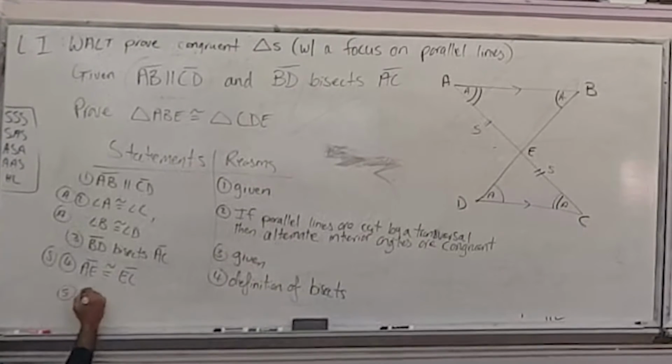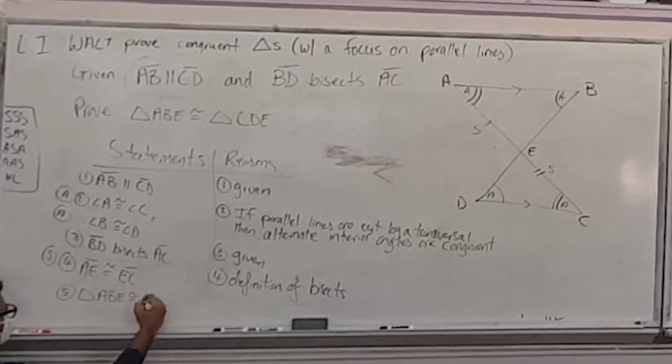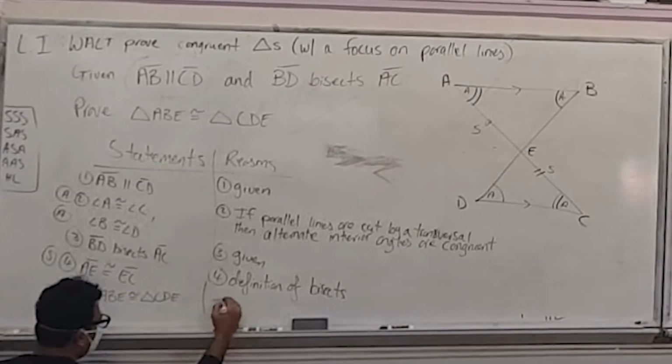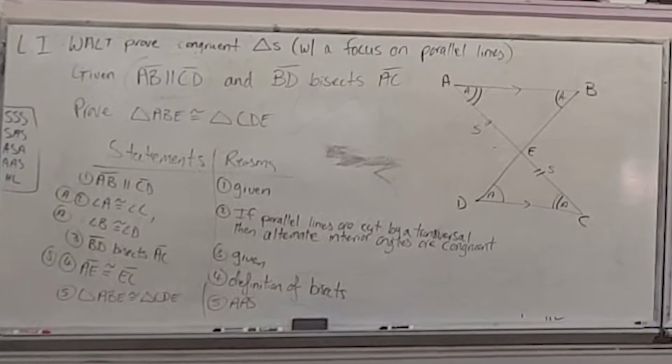And that's it. Number 5, triangle ABE is congruent to triangle CDE by angle side congruence. Does this make sense? So the key concept here, every time you see parallel lines, what should you look out for? If it's cut by a transversal, you'll be looking out for those congruent alternate interior angles. The armpit of the Z. Cool? All right.